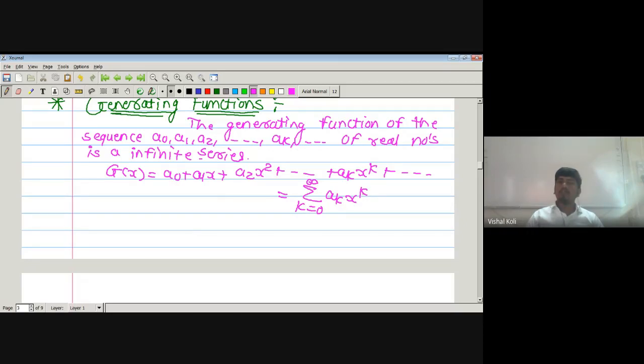X raised to 0 will be 1 and a naught as it is, that is the first term we get. If k equal to 1, then it is nothing but a1 x raised to 1. X raised to 1 will be x, that is a1x. For k equal to 2, it is nothing but a2 x raised to 2, that is a2 x square, and so on. So g of x is nothing but summation k running from 0 to infinity ak x raised to k.